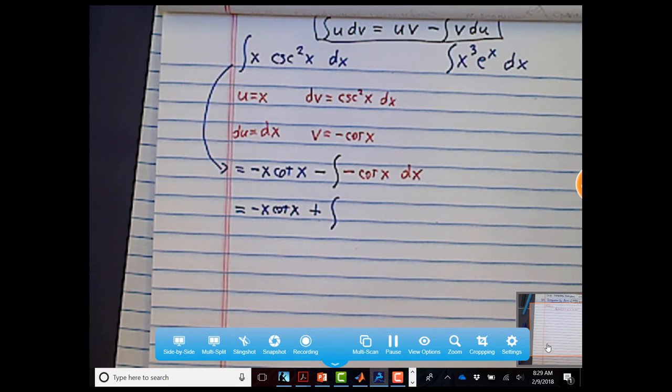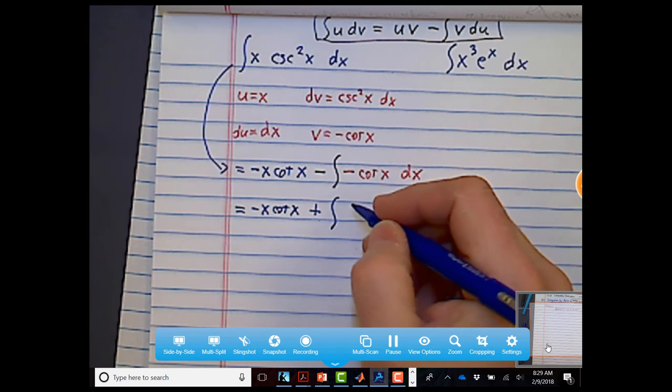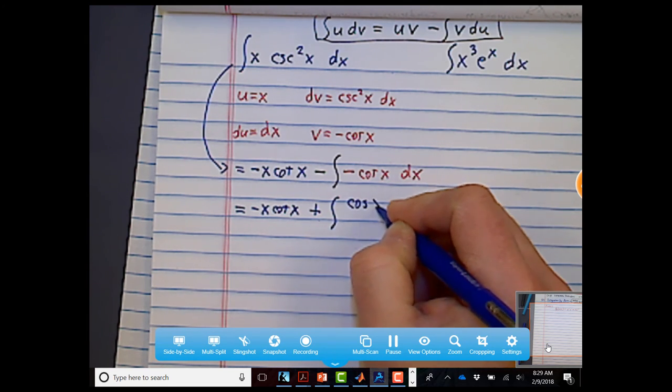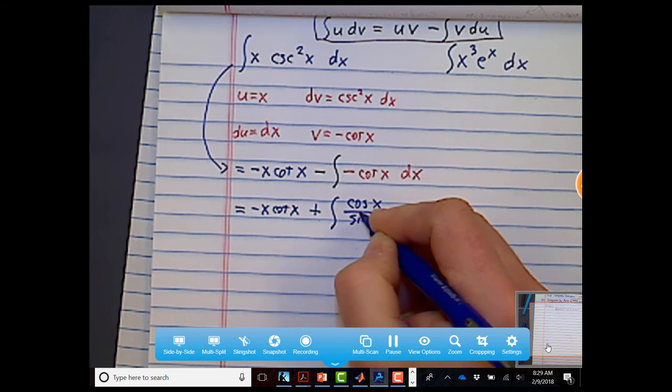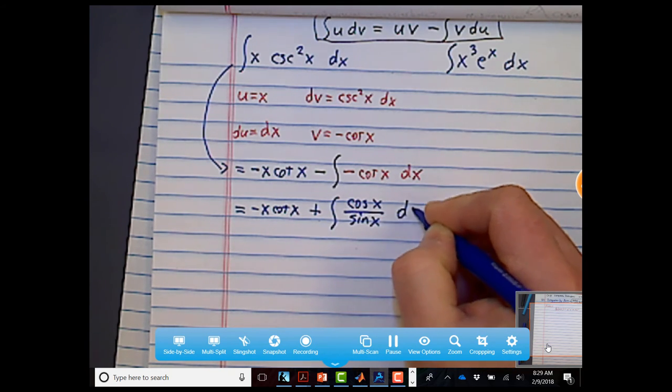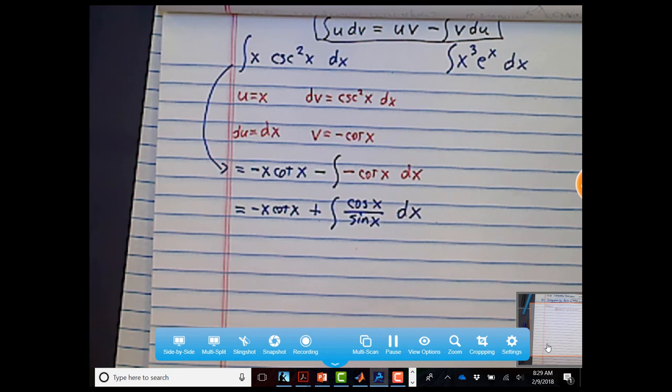There's a trick. How do you write cotangent x? What does it equal? Yeah, let's write it that way. Let's write it as cosine of x over sine of x dx. Maybe that'll be enough of a hint. Do you guys know how to integrate that now?